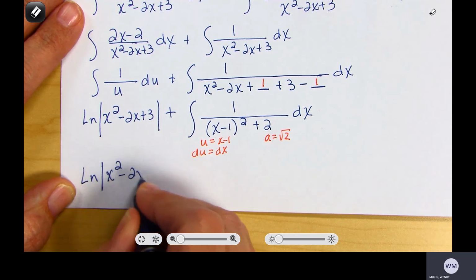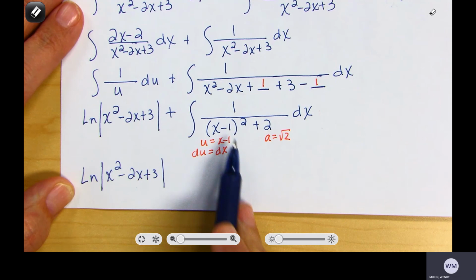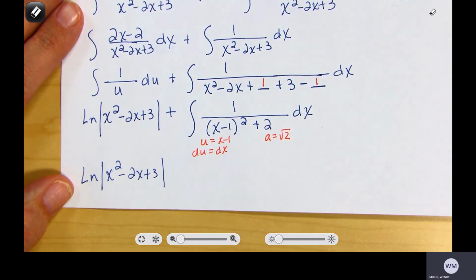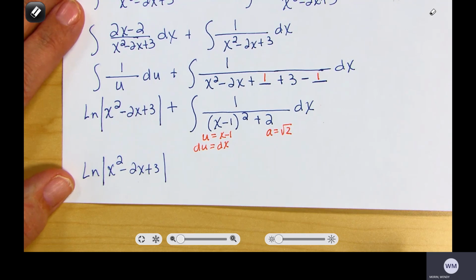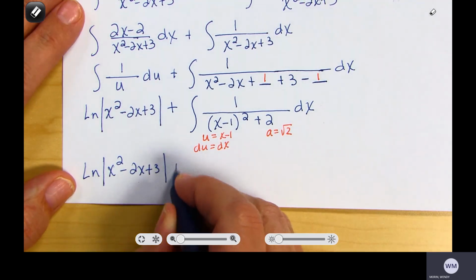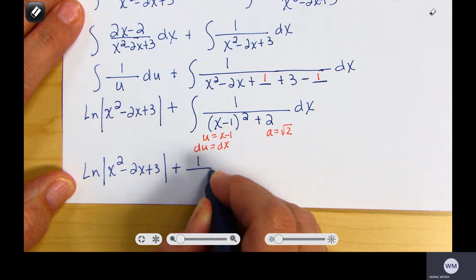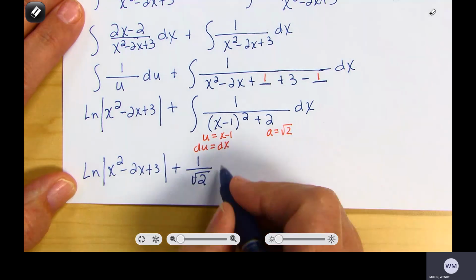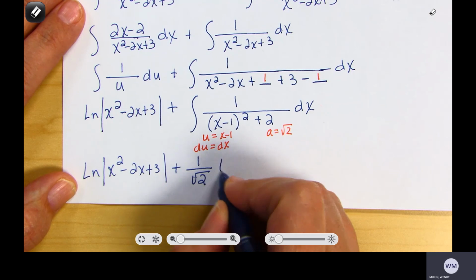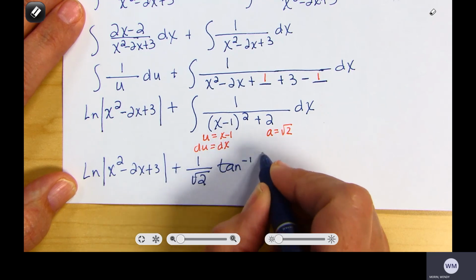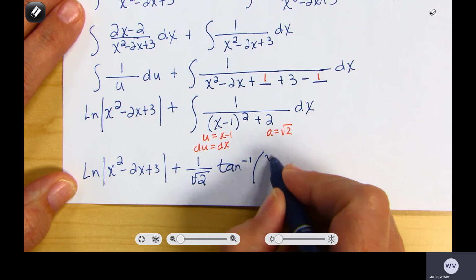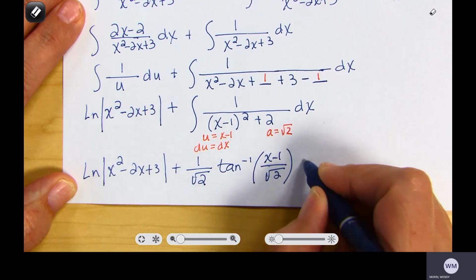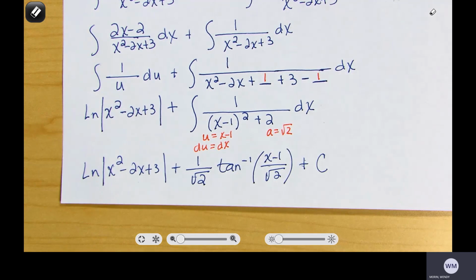So this we already did. What is u squared plus a squared? Which trig function was that? Inverse tan. So what do you have to memorize? 1 over your a value times the arctan of your u divided by your a value plus c. Final answer.